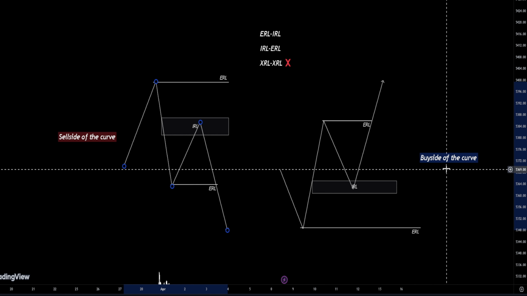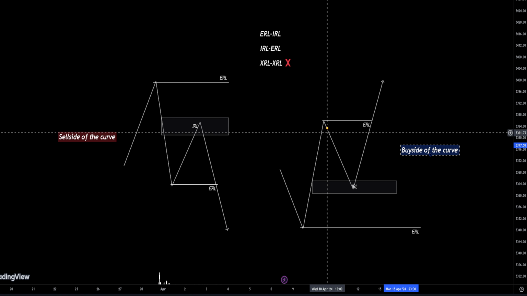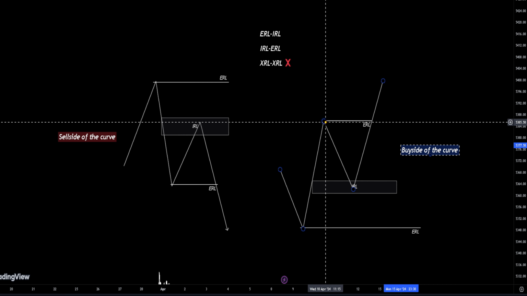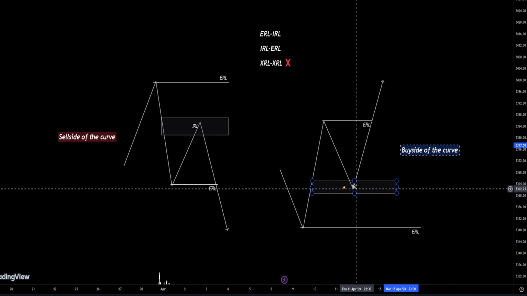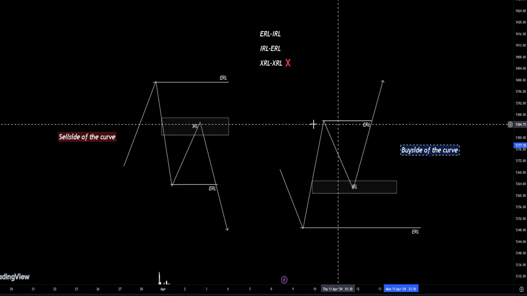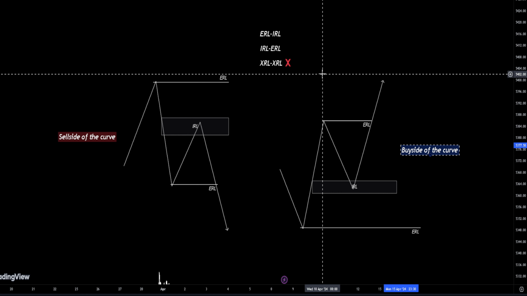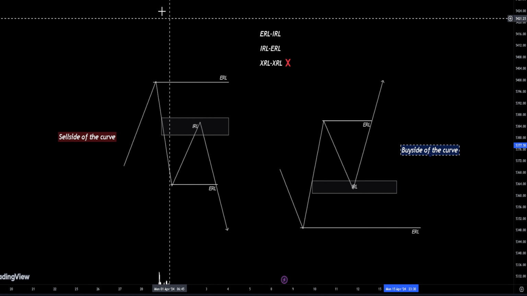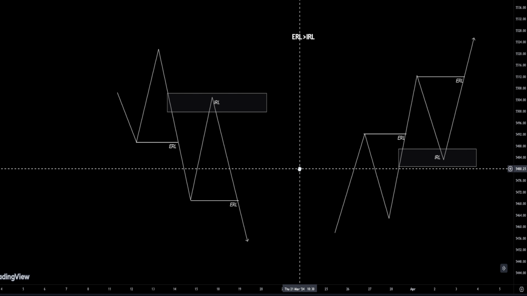And same thing on the buy side of the curve over here. We took out this external range liquidity, making this the new external range before bouncing back inside of this internal range liquidity. And then you get our confirmation, our inverse fair value gap, change in state of delivery, and then targeting the external range liquidity. Then I have a few more examples showing price going from external range liquidity to internal range liquidity.